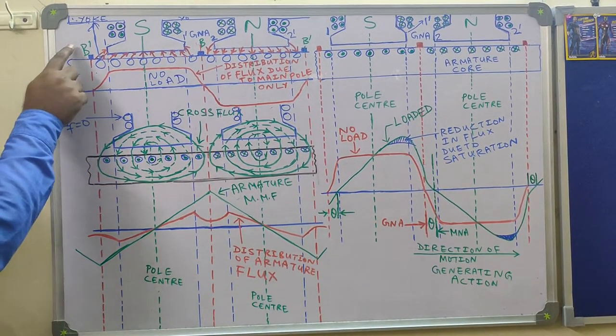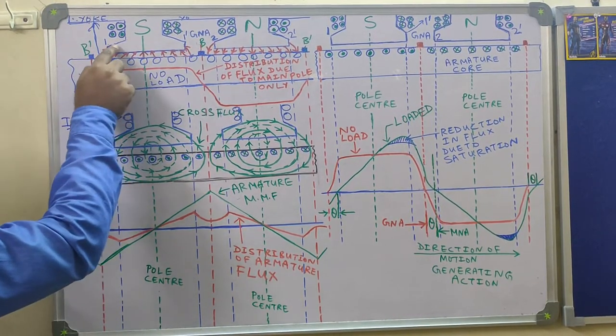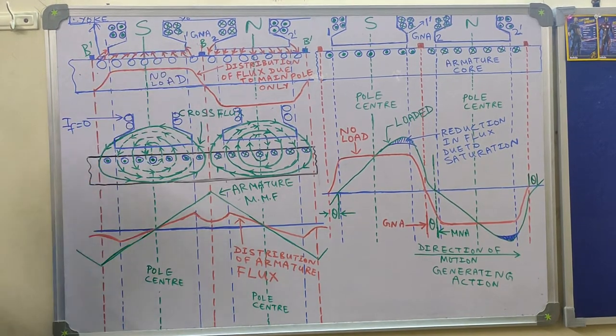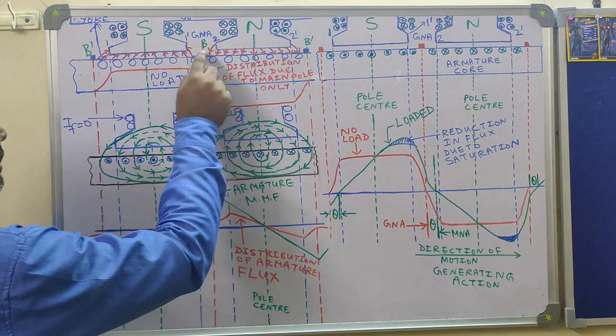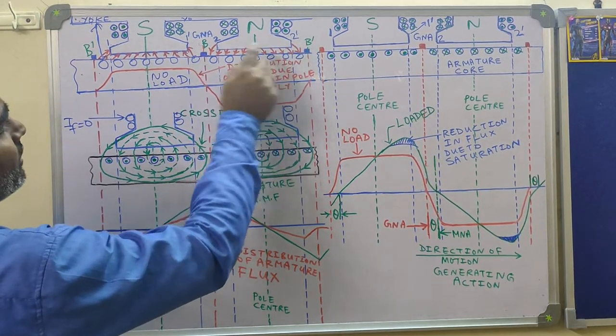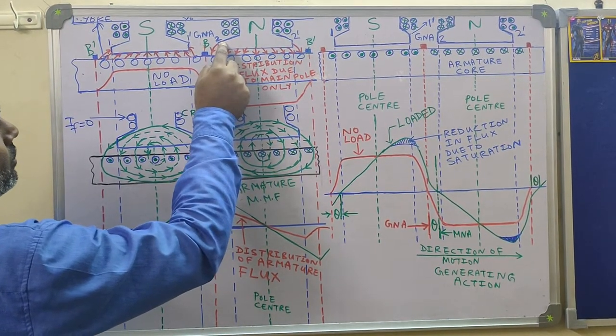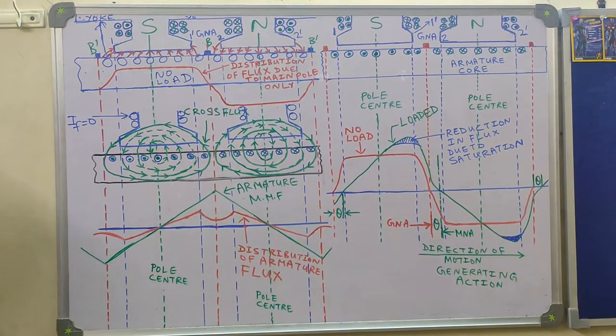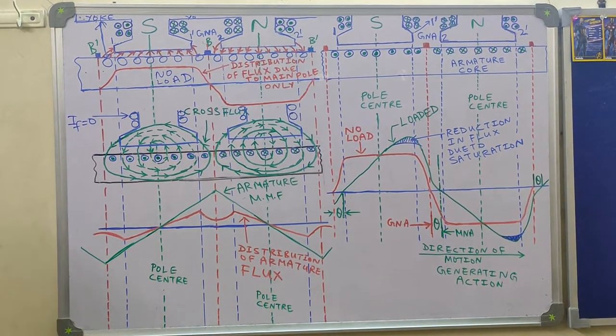Now you move from brush B dash to B, this pole tip is coming first. So this will be leading pole tip, this will be trailing pole tip. Again you move from brush B to B dash, so this pole tip is coming first. So this is leading pole tip and this is trailing pole tip. Okay, so we can find out in that way which is leading and trailing pole tip.